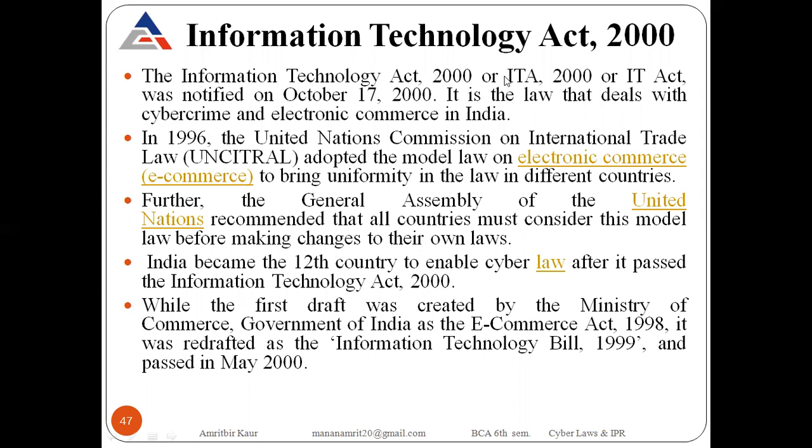We can say this because before IT Act 2000, all acts relied on paper-based work. There was no act that supported electronic commerce. So the United Nations recommended countries to change their laws. In 1998, a draft known as the E-Commerce Act was created and submitted. It was redrafted in 1999, named the Information Technology Bill, passed in May 2000 and known as Information Technology Act 2000.